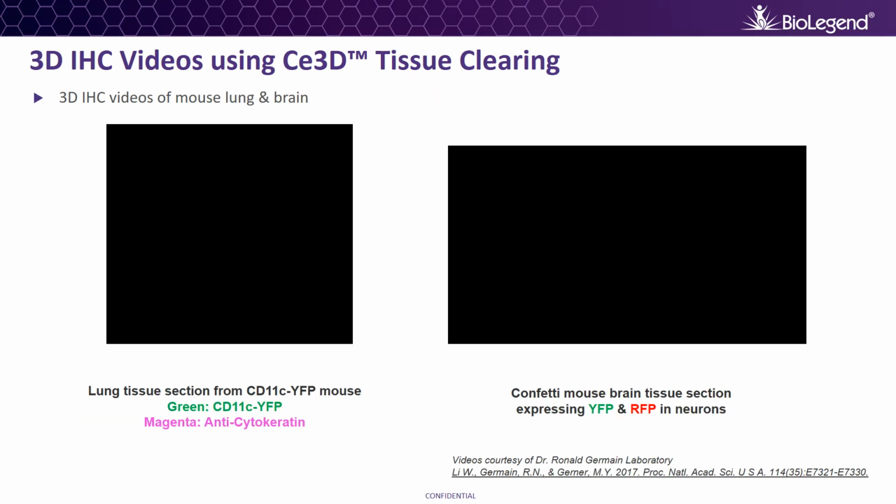In this slide, I'm showing 3D IHC videos of tissues from mouse lung and brain. These videos have been kindly provided by Dr. Ronald Germain from the National Institute of Allergy and Infectious Diseases at NIH. The tissues shown here were cleared with Ce3D tissue clearing reagent. Here, I want to draw your attention to the fact that tissue clearing with Ce3D preserves the fluorescent signal from various reported proteins.